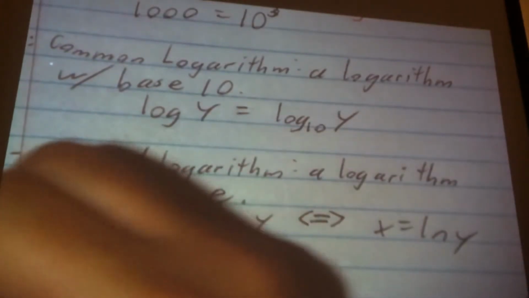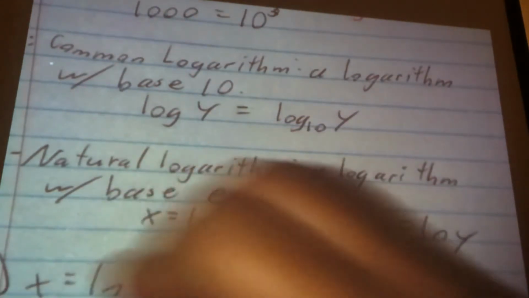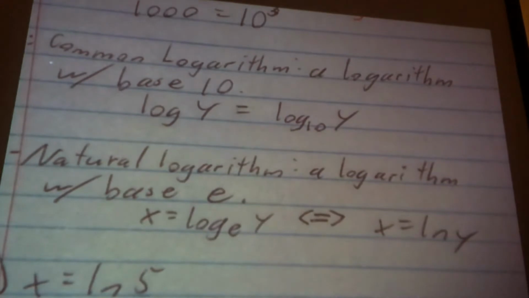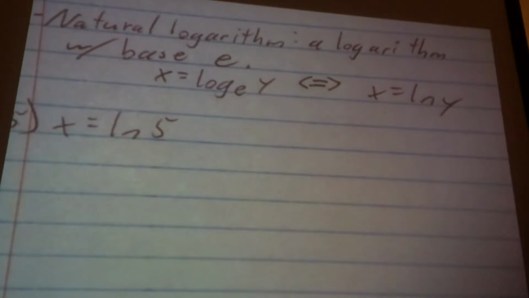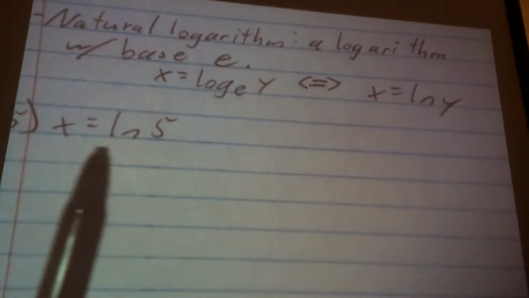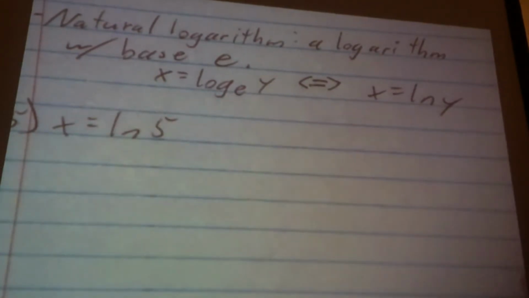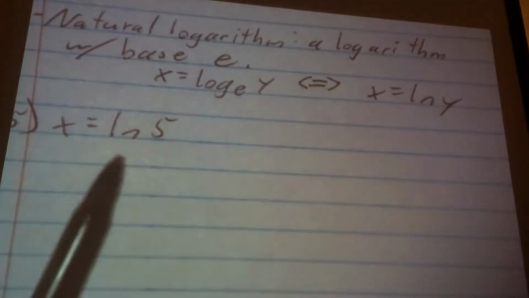So for example, if I had x equal to ln of 5, and I want to rewrite this in exponential form, how would I do that? So this is x equal to natural log of 5. If I were to rewrite it with log base e, what would this look like then?